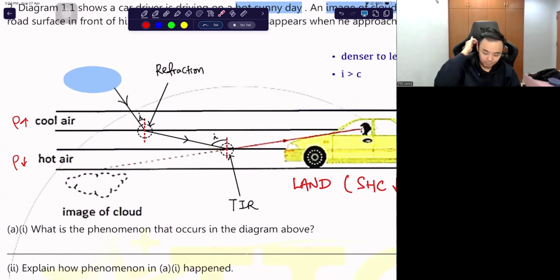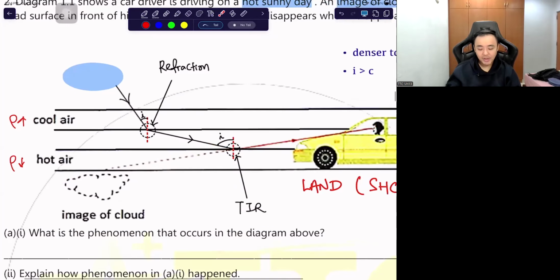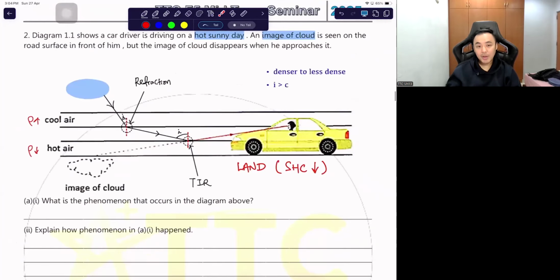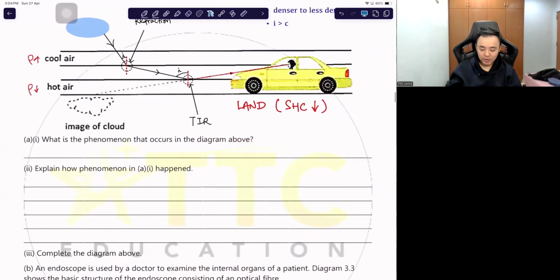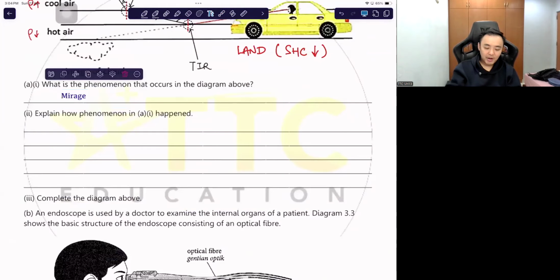Understand? So first thing first, can you tell me what is the phenomenon that occurs in the diagram above? No, I'm not asking for total internal reflection. What do you call this phenomenon, that you can see the cloud from the sky on the ground? We have a name for it. Yes, it is actually called a mirage. A lot of people don't realize this, and some people tend to overlook mirage. How does this happen? Simple, okay?